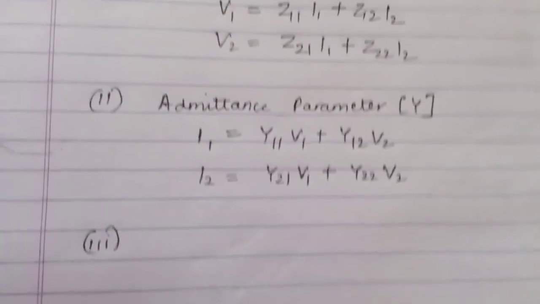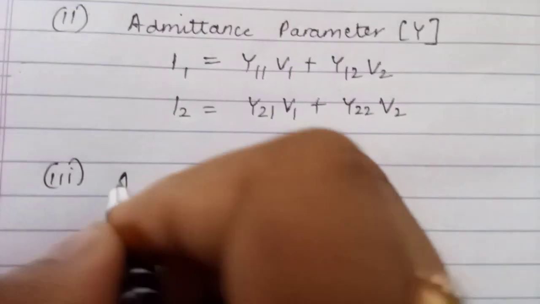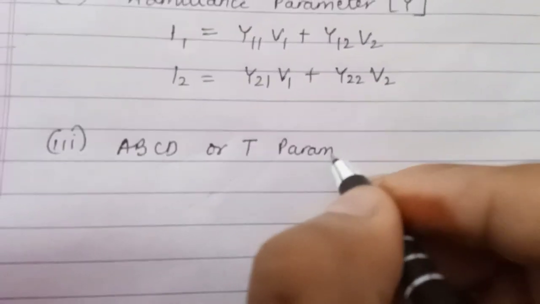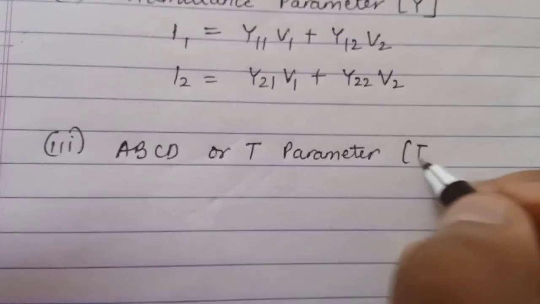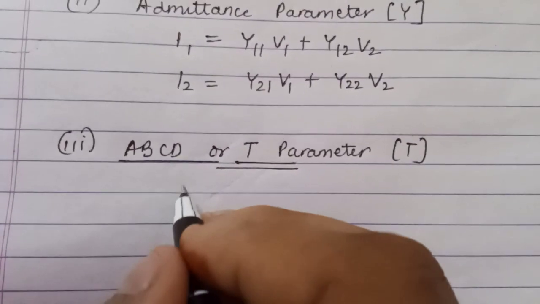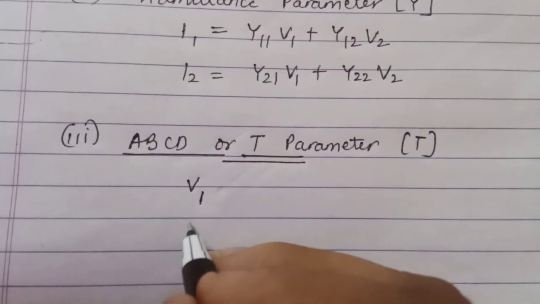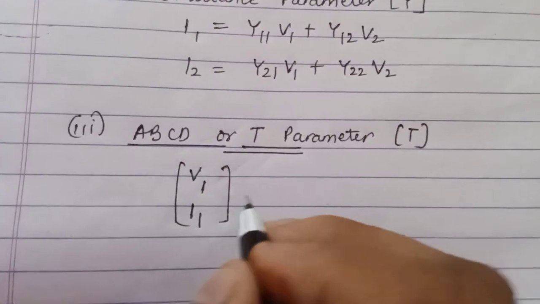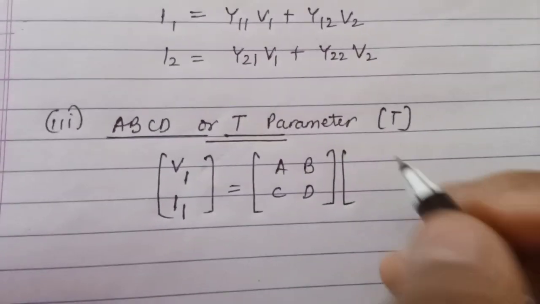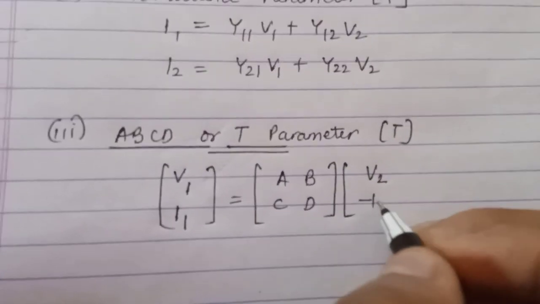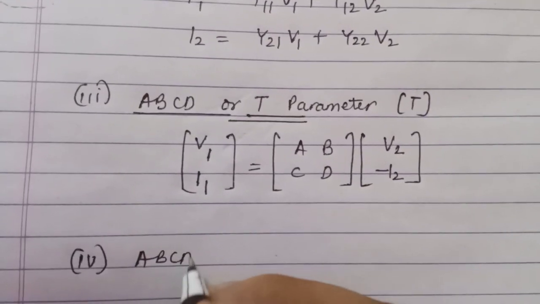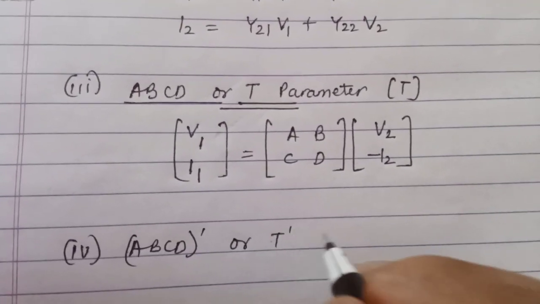The third one is ABCD or T parameter. T means transmission line. It is simply denoted by T only. We will denote it by T, or we can even denote it by ABCD as you wish. So it is represented as V1 and here it will be I1. So it will be ABCD and this will be V2 minus I2.